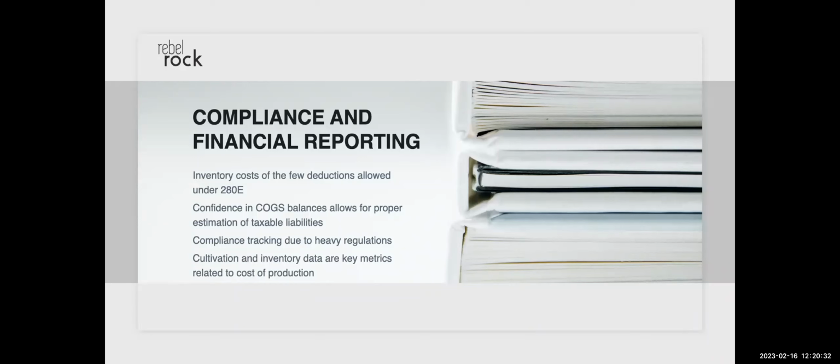And that allows you to provide some validation. To the point of what I just showed you, we produce 10,000 pounds a year. Here's the historical harvest data to go with that, versus just, well, no, take my word, 10,000 pounds is what we do.